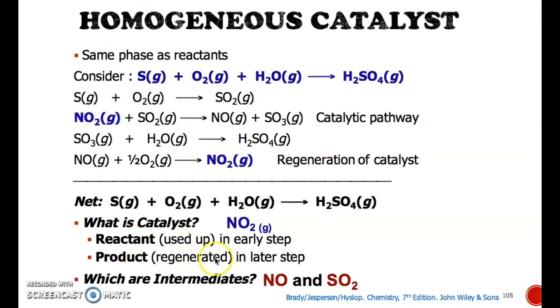The reactant is used up in an early step and the product is regenerated in a later step, which are intermediates. When you look at the intermediates, look at this, okay, in the product, NO, and we will use this one for the reactant. And look at the SO2 for the product and used in the reactant.